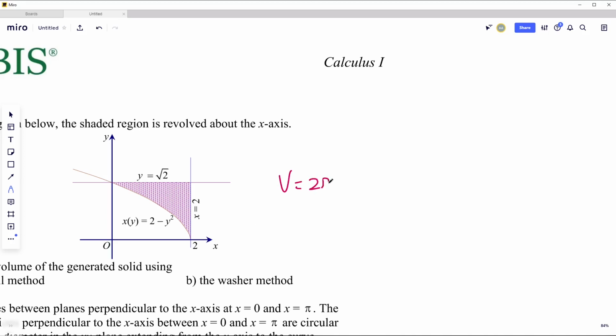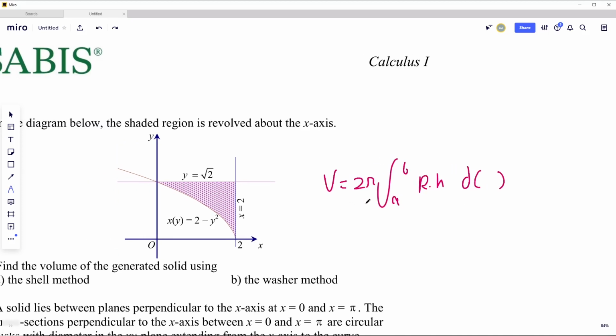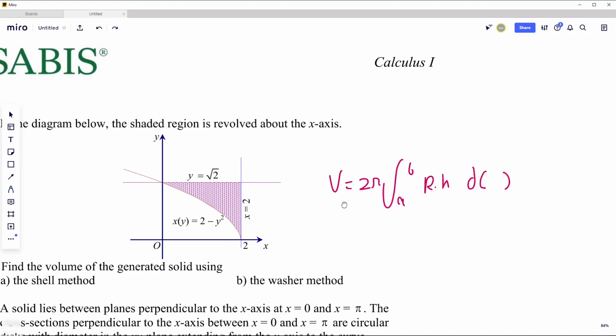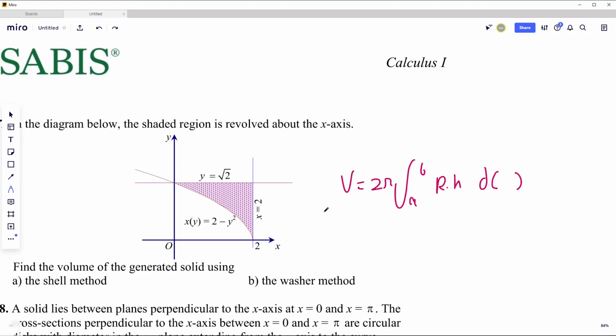V equals 2 pi integral from a to b, and then you do r times h, and you derive with respect to something. Could be x, could be y. You just have to figure out what you are doing with respect to. So we're going to leave the formula right as it is. We're going to figure out every single part of it, including filling this empty place here, whether by x or y. How do you start?